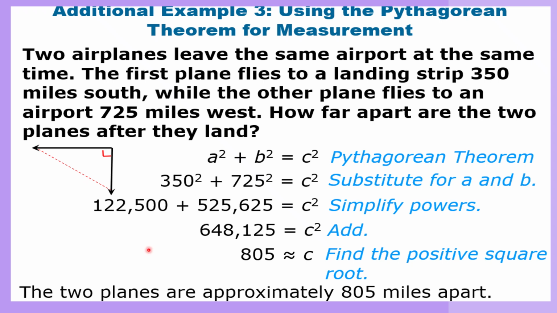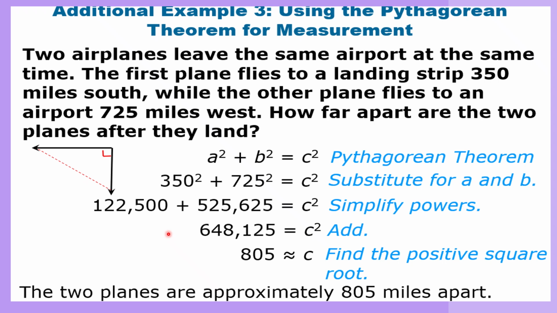Okay, so we have here two airplanes leave the same airport at the same time. The first plane flies to a landing strip 350 miles south, while the other plane flies to an airport 725 miles west. How far apart are the two planes after they land? We're looking for the hypotenuse in the Pythagorean theorem. So always draw your diagram. From the formula a squared plus b squared is equal to c squared, we have 350 squared plus 725 squared equals c squared.